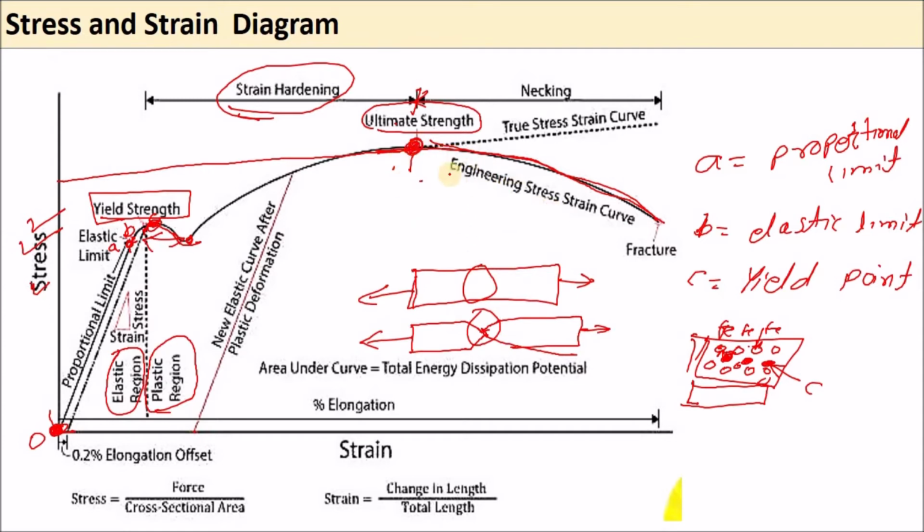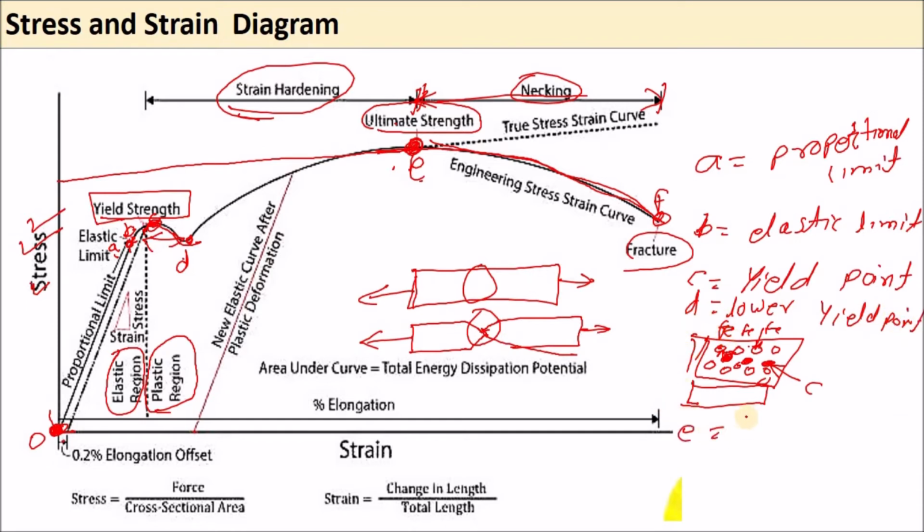This zone is known as necking, up to fracture. After some time, the material will fail and fully break. That is the fracture point. Here are points O, A, B, C, and here D, E, F. Point D is the lower yield point.